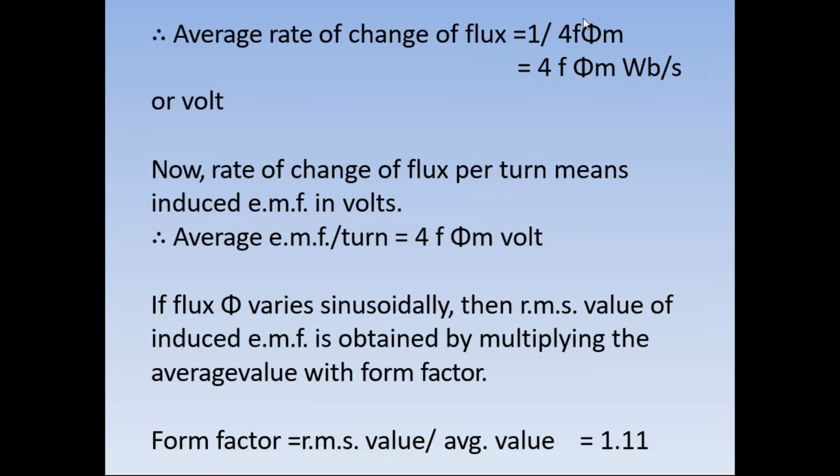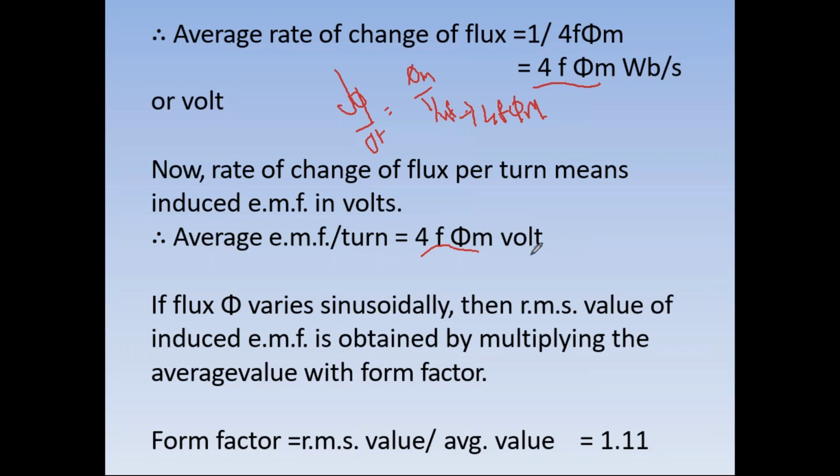Next, see here. The average rate of change of flux is given by 4F phi m. So we can represent the rate of change of flux like this, d phi by dt. d phi is phi m and dt is 1 by 4F. So you can simply write this as 4F phi m. So this is the equation we obtained here. Now the rate of change of flux per turn means the induced EMF. So this is the value, 4F phi m volts.